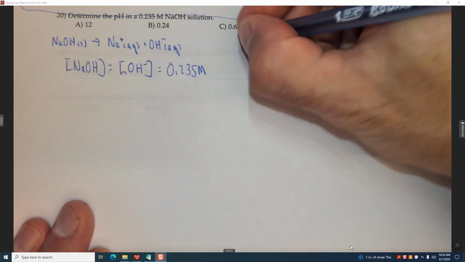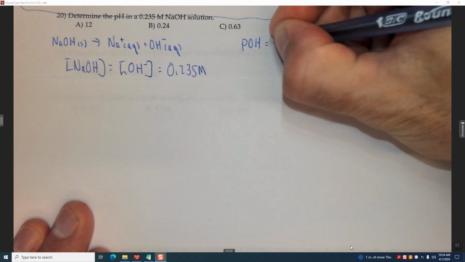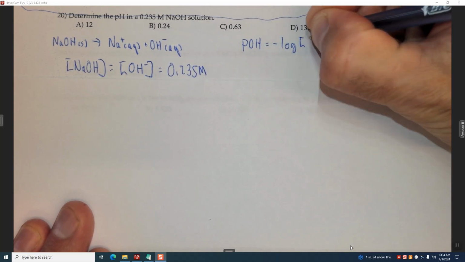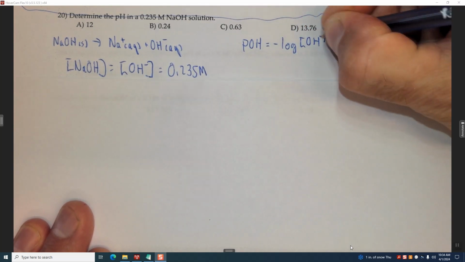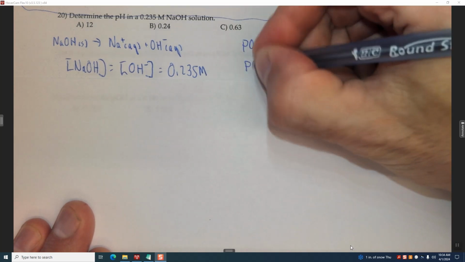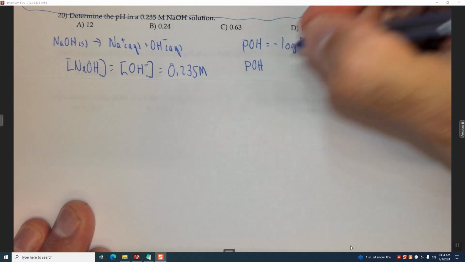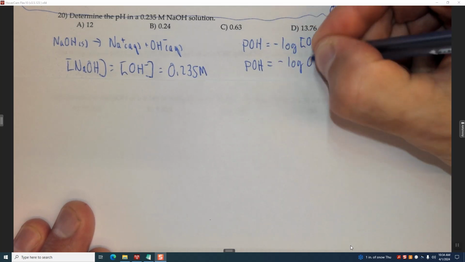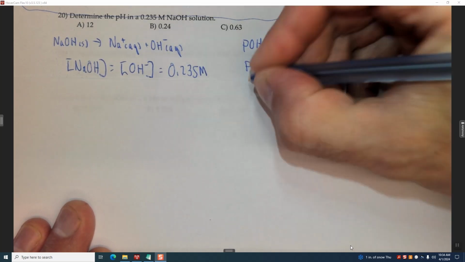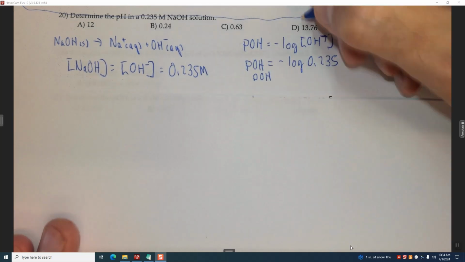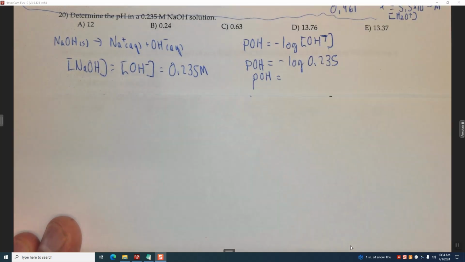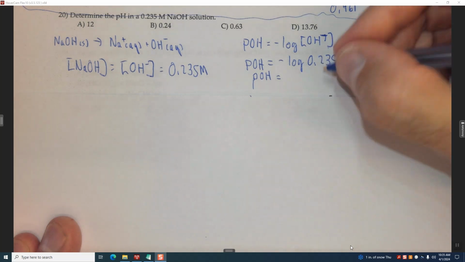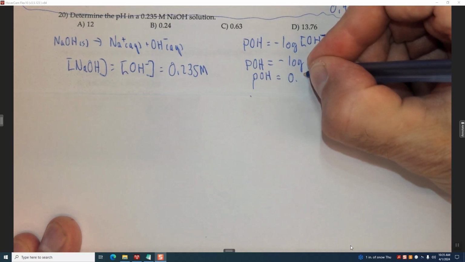What I'm going to do is find the pOH first. The pOH equals the negative log of the OH minus concentration. So the pOH is going to be equal to the negative log of 0.235. The pOH is going to be equal to 0.629.